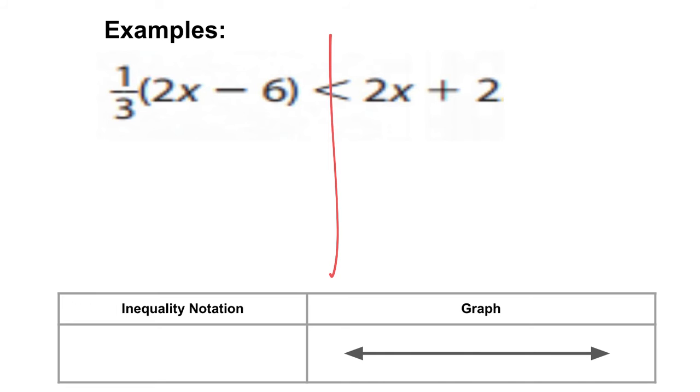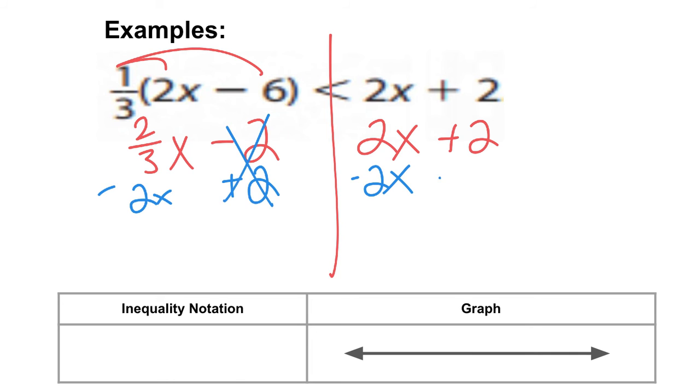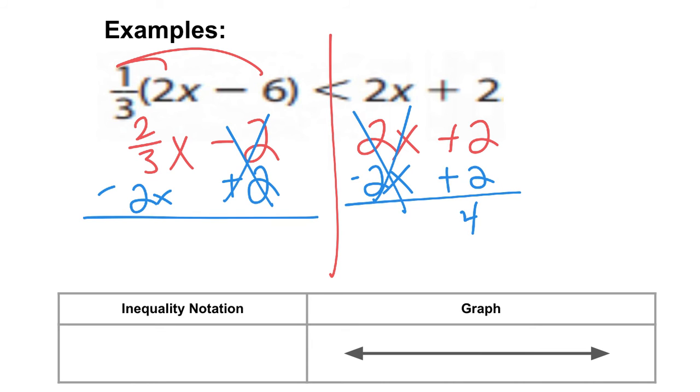All right, so for this one, same thing. We're going to solve it first with distributive property. So I get 2/3 x and 2. And then this side's already simple. So then we're going to start swapping sides. So I'm going to move my 2x over here by subtracting it. Move my 2 over here by adding it. 2/3 minus 2 be negative 4/3 x. And then I'm going to divide by negative 4/3.